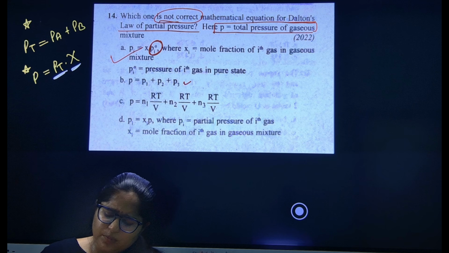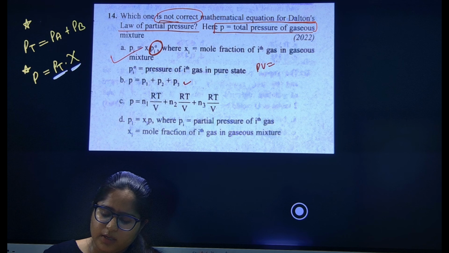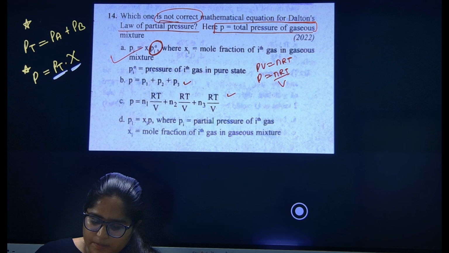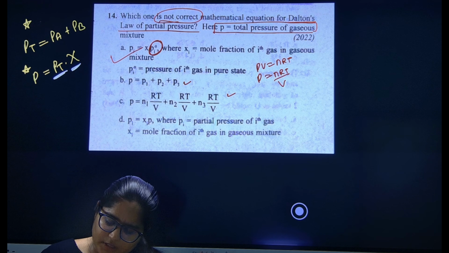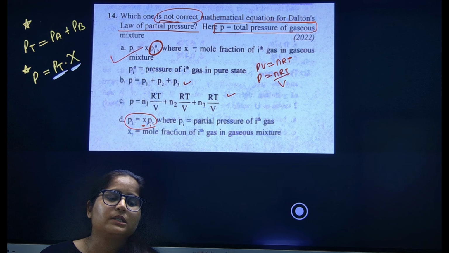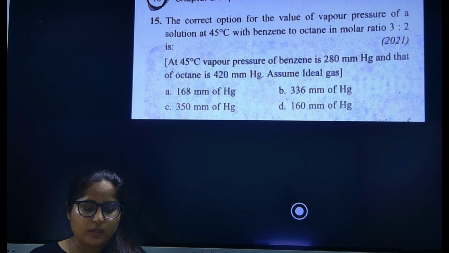Now, no problem, ma'am. They have given it in terms of nRT. We know PV equals nRT, so P will be equal to nRT by V instead of P1, P2, P3. This is also correct. Pi equals x into P, this is correct too: mole fraction into total pressure, which is given in the question as P. So which option is the right answer? A. Now let us move to the next question.